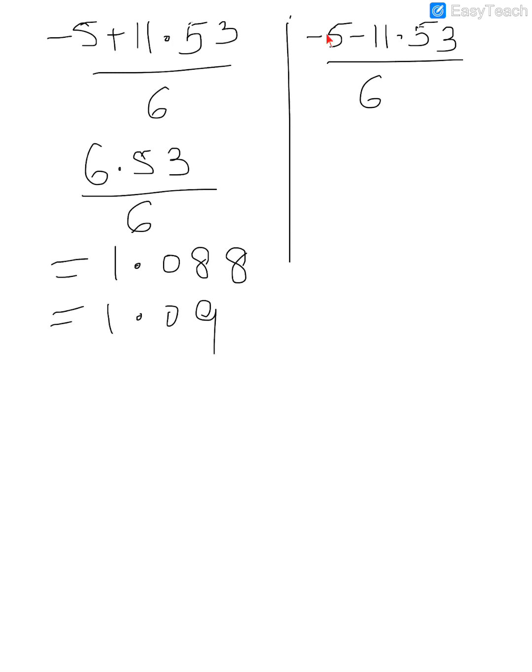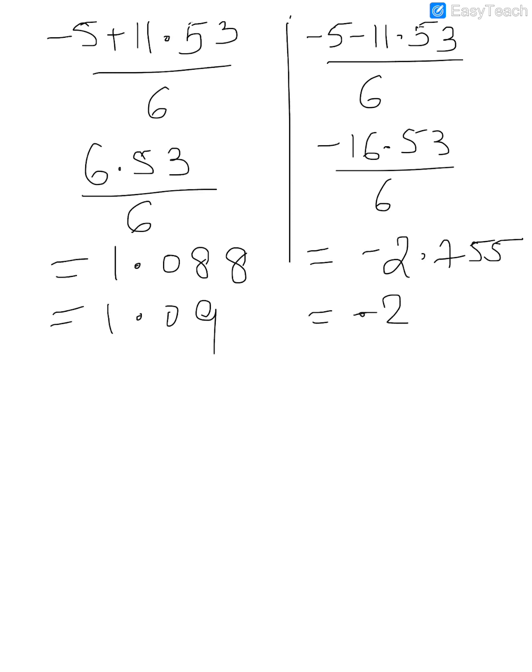Both are negative, so I will add them. I will get minus 5 minus 11.53 gives me minus 16.53 upon 6, which comes down to minus 2.755. I told you to do it till 3 decimal places. Now again observe, the third decimal place is 5, so I will have to increase this by 1. So my answer is minus 2.76. So these are the two values of x. x is equal to 1.09 or minus 2.76.